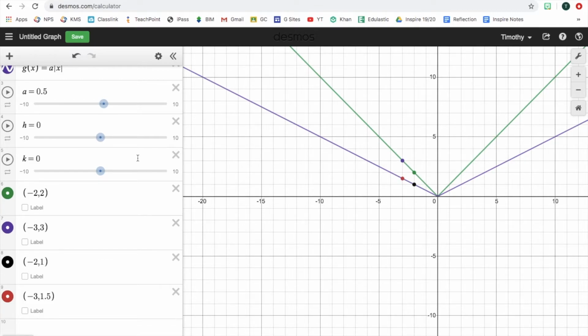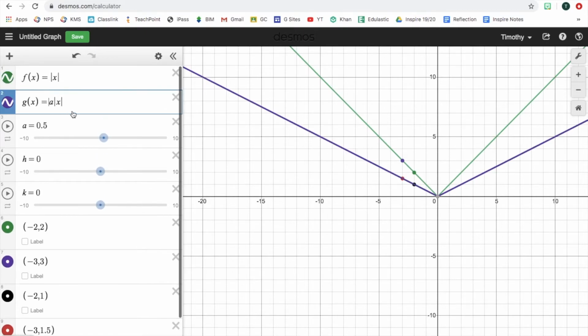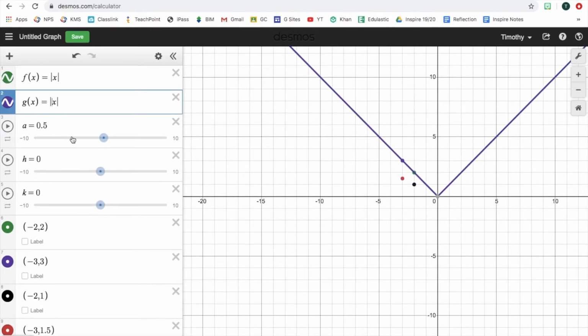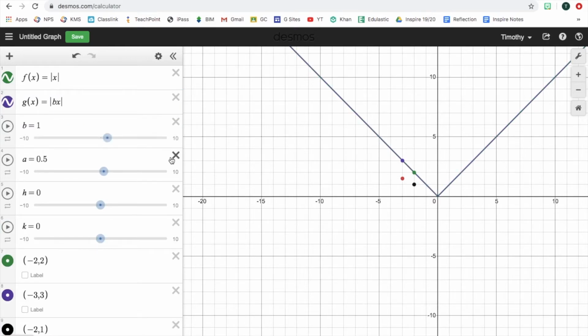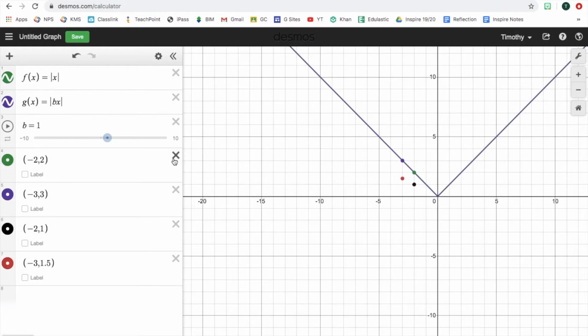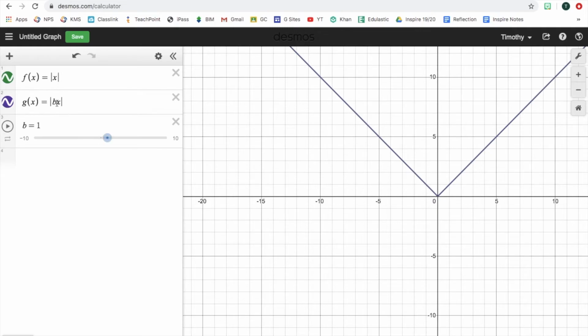Horizontal stretches and shrinks are on the inside of the function. And by the way, with the vertical shrink, we're shrinking it towards the x-axis, or stretching it from the x-axis. That's our reference point there. For a horizontal shrink, it's the y-axis. So I'm going to get rid of our a here, and I'll call this b on the inside. I'll get rid of these sliders just so it's easier to see my screen and all these points.